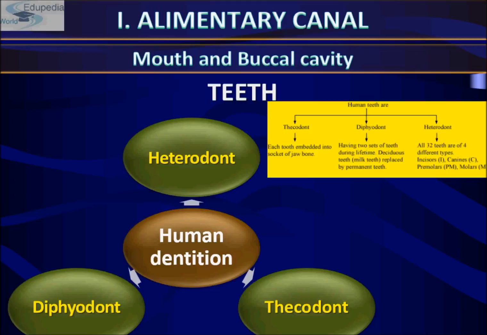So thecodont: each tooth is embedded into the socket of the jawbone. Diphyodont: there are two sets of teeth during the lifetime, deciduous teeth replaced by permanent teeth. And heterodont: all 32 teeth are of four different types: incisors, canines, premolars, and molars.